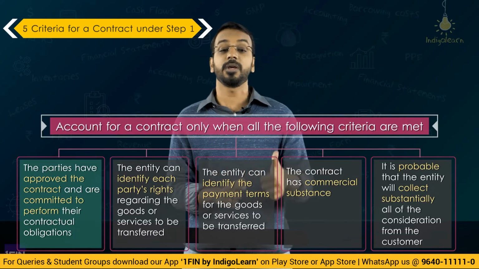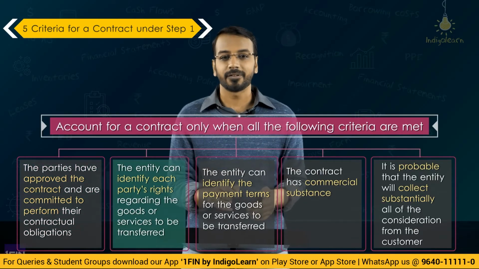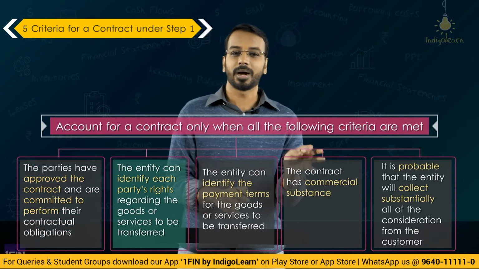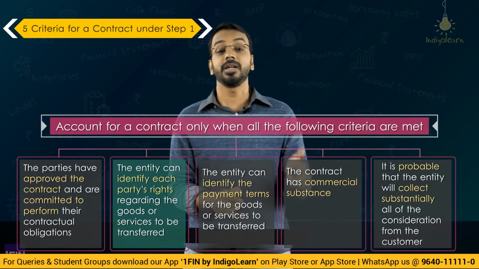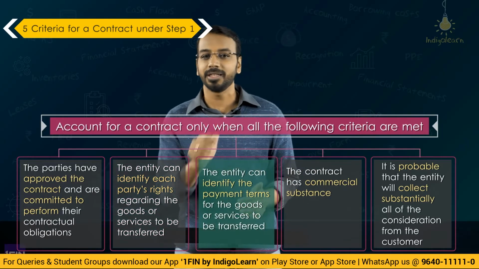That is the first thing. So there must be a contract. Then the second thing, the entity must be able to identify the rights of each of the parties. First one was contract, second one is rights. Then the third one is payment terms. The entity must be able to identify the payment terms.